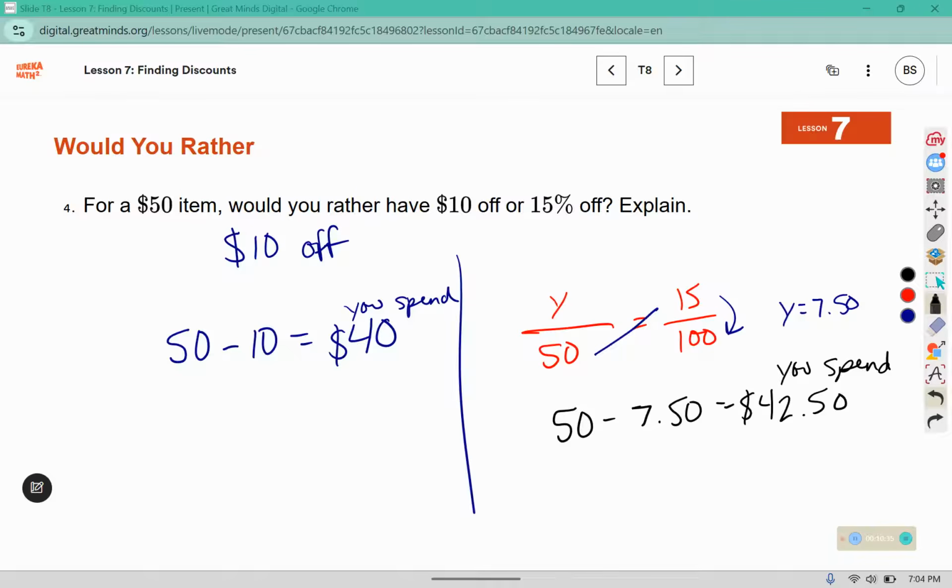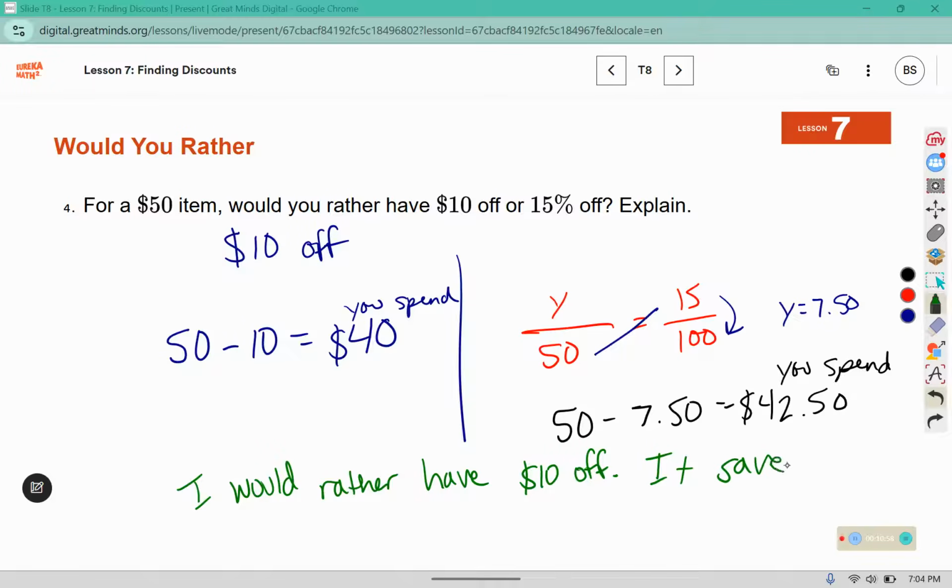So would you rather have $10 off or 15% off? I would rather have $10 off. It saves me more money. You can see your choices to spend $40 or $42.50.